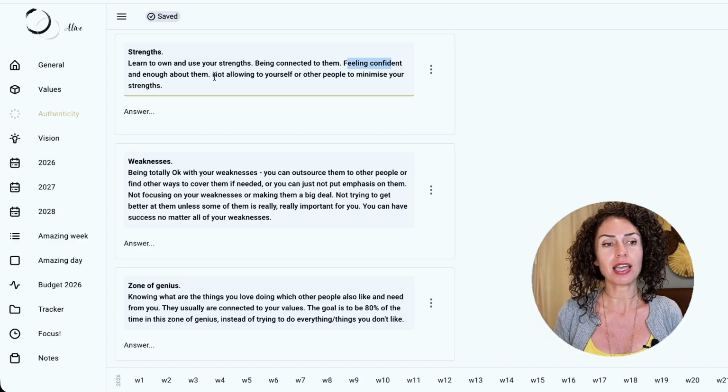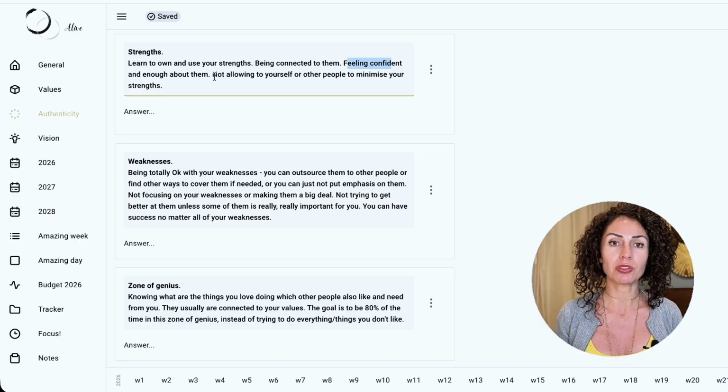But if I am aware and I know that those are some of the biggest strengths for me, I can actually say, well, these are my strengths. I can use them in a lot of situations. So that way, I'm not minimizing something that is really valuable in my life. If we are not aware that these are our strengths, then we will be a lot more prone to minimize them, whether we are aware that we are doing it or not. That's why it's really important to define your strengths and really own them, use them, connect with them, feeling confident about them, feeling enough with them.